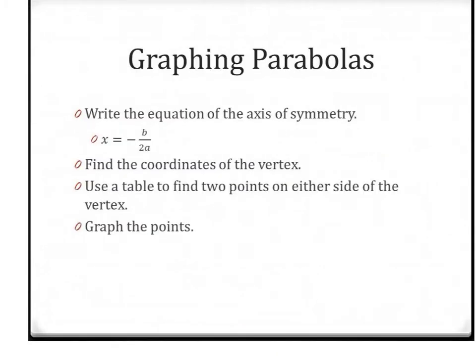Okay, so to graph parabolas, here are your steps. First, you're going to find the equation of the axis of symmetry. Then you're going to find your vertex, remembering that your vertex is a point (x, y), where x is the x that you already found. Then you're going to use a table to find 2 points on either side of the vertex, so you have 5 points total, and then graph those points.